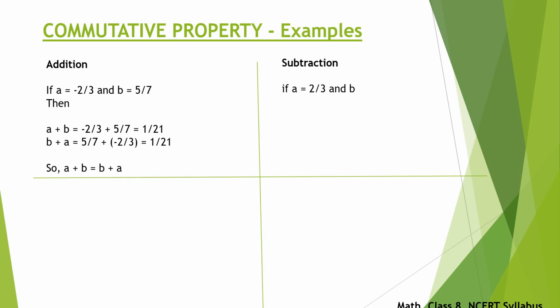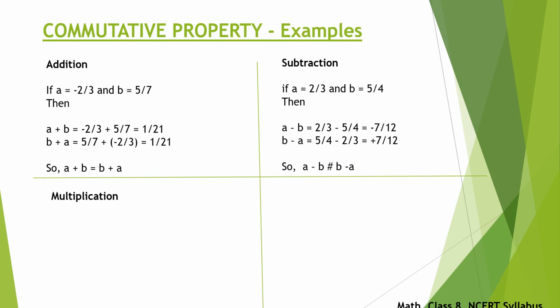Now for subtraction, if we say a is equal to 2 by 3 and b equals 5 by 4, let us see what a minus b is. It comes as minus 7 by 12. And b minus a gives you plus 7 by 12. So a minus b is not equal to b minus a because the signs are changed.